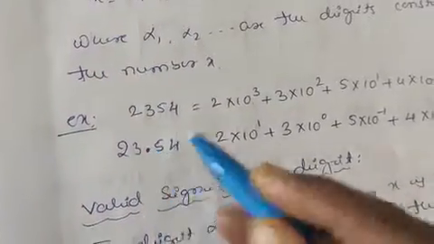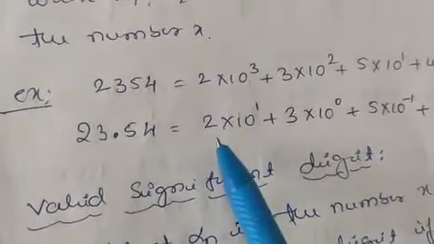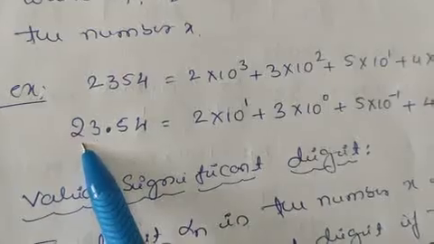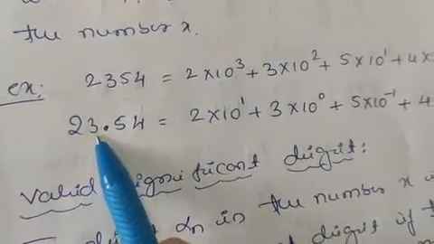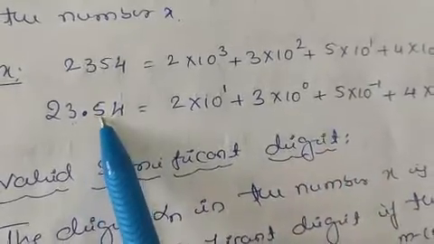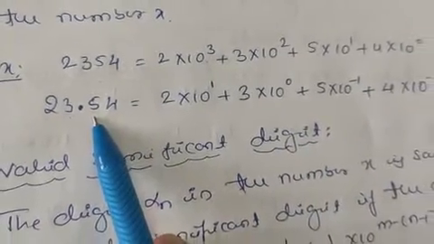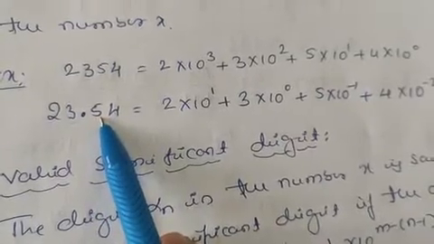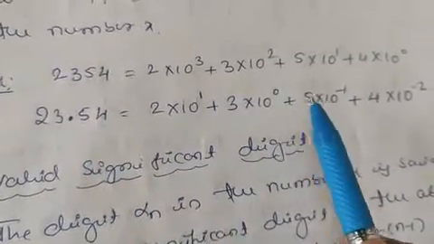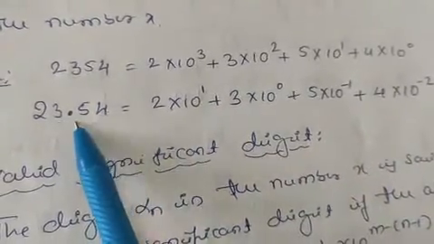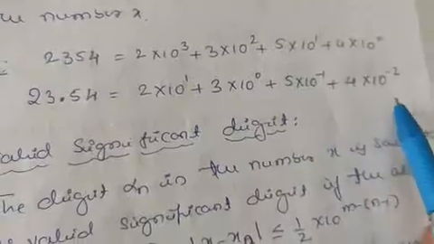23.54, then in this case it is 2 into 10 raised to 1, because we have 1 digit after it, so 2 is in the tens place, plus 3 into 10 raised to 0. Then plus 5 into 10 raised to minus 1, because it is 1 place after the decimal point, and 4 is 10 raised to minus 2, because it is 2 places after the decimal point.